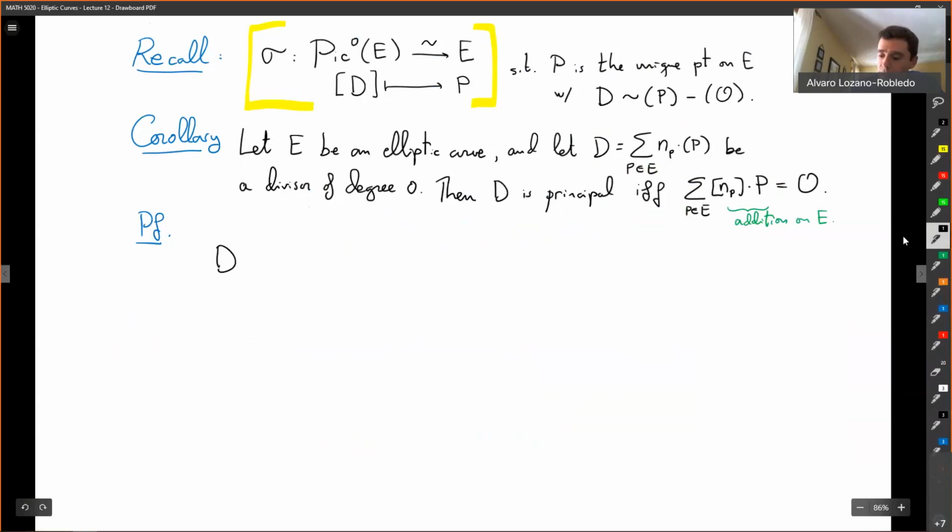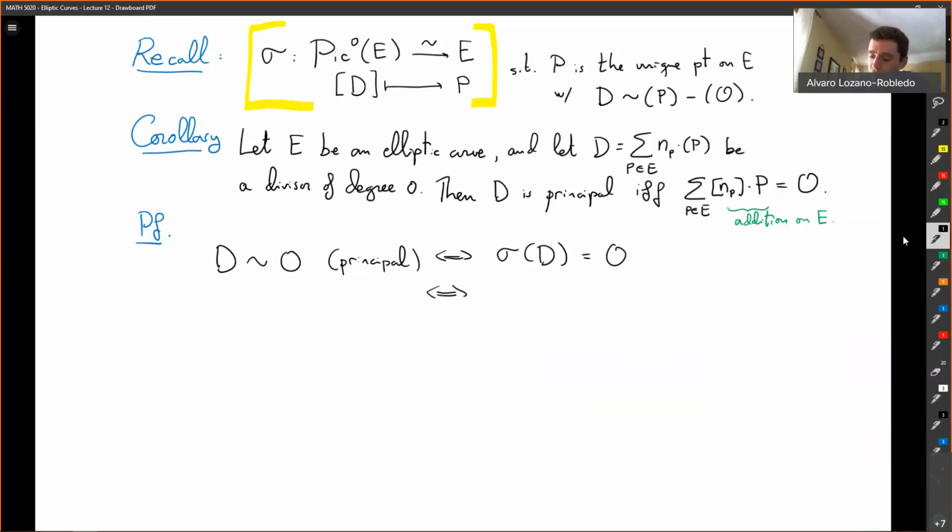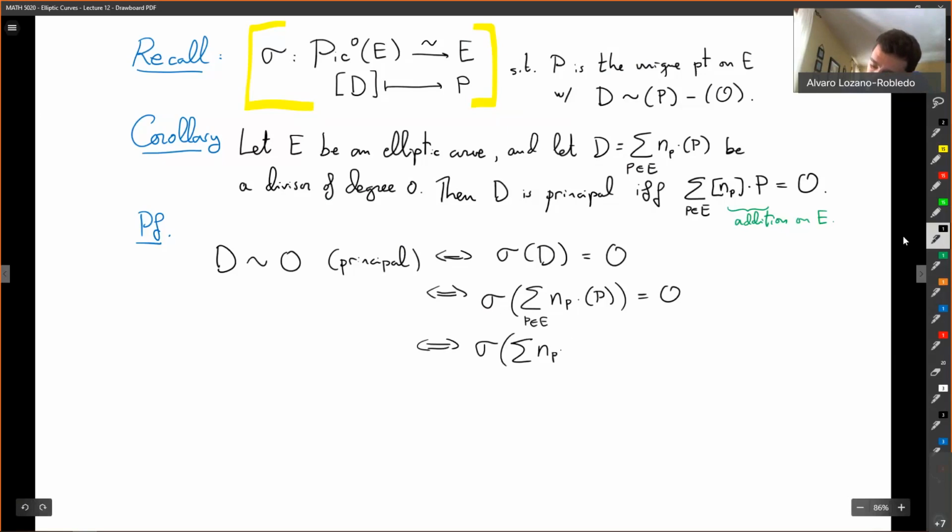So if D is principal, then D is equivalent to the 0 divisor. This is if and only if, by sigma, sigma is an isomorphism, so sigma of a principal divisor has to go to 0. So sigma of D is O, the origin on the elliptic curve. And this will happen if and only if, well, I can substitute my definition of D. So sigma of the sum of n_P times P for P in E is O, right? That's just the definition of the divisor. This is equivalent to sigma of the sum of n_P times P minus the sum of n_P times O.